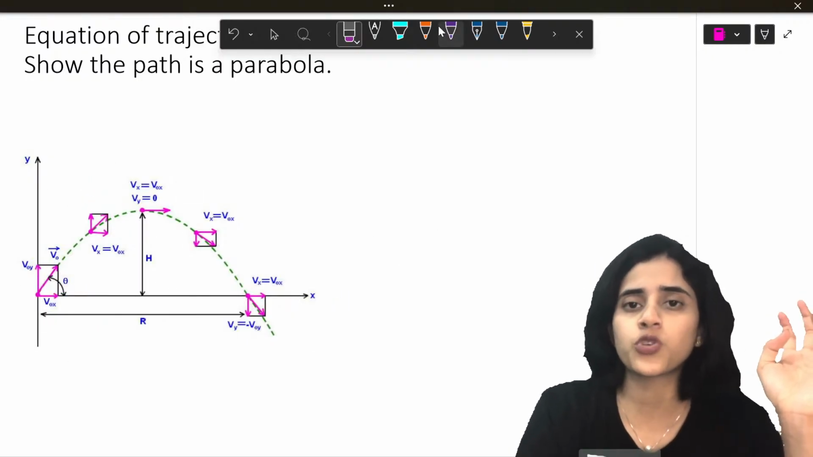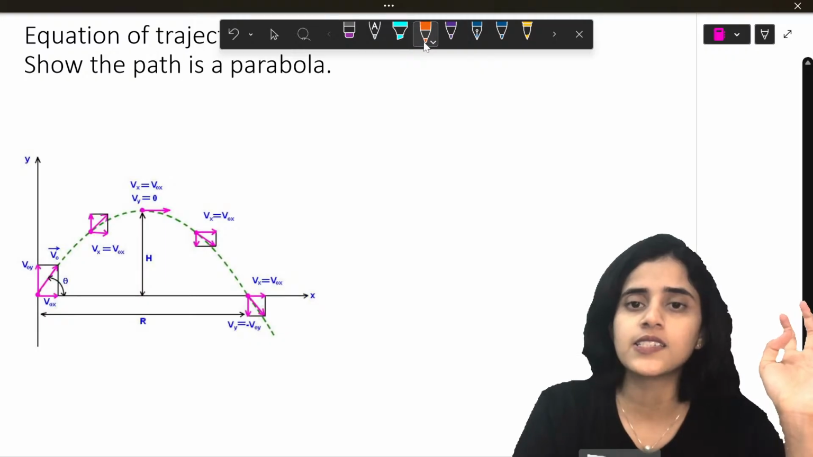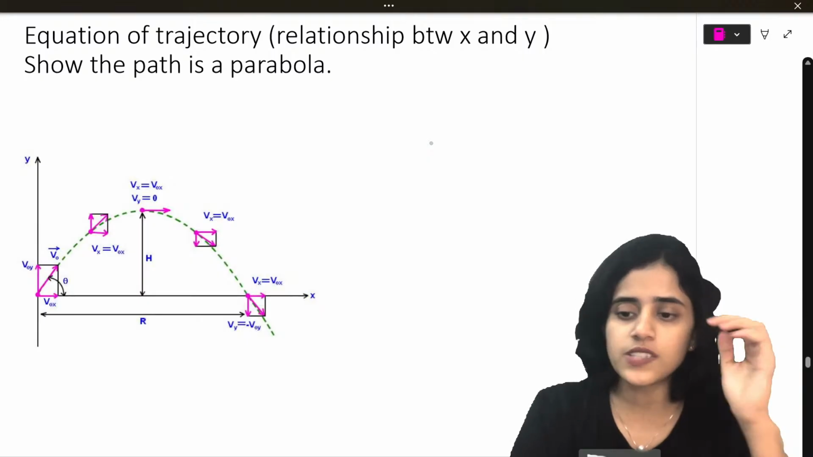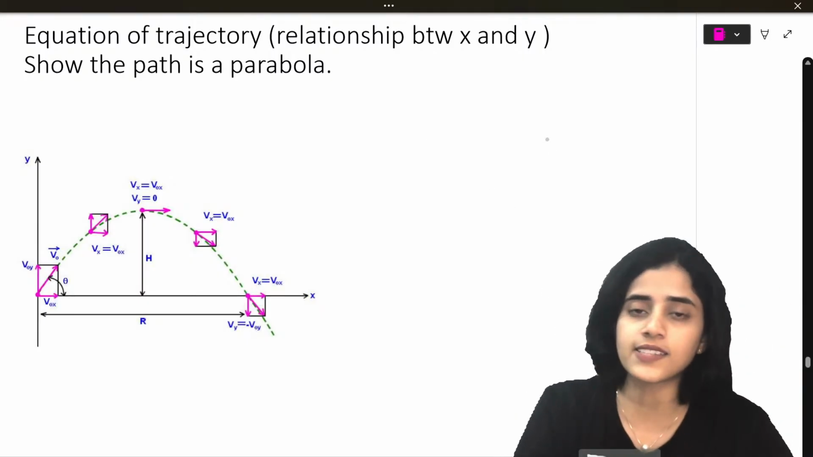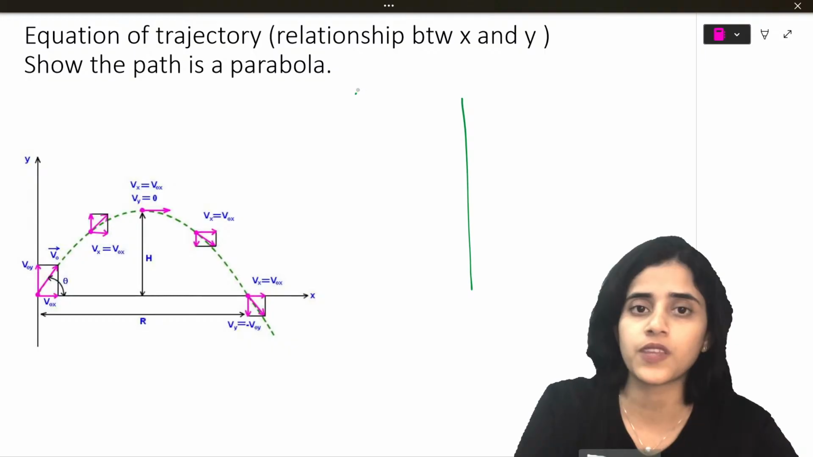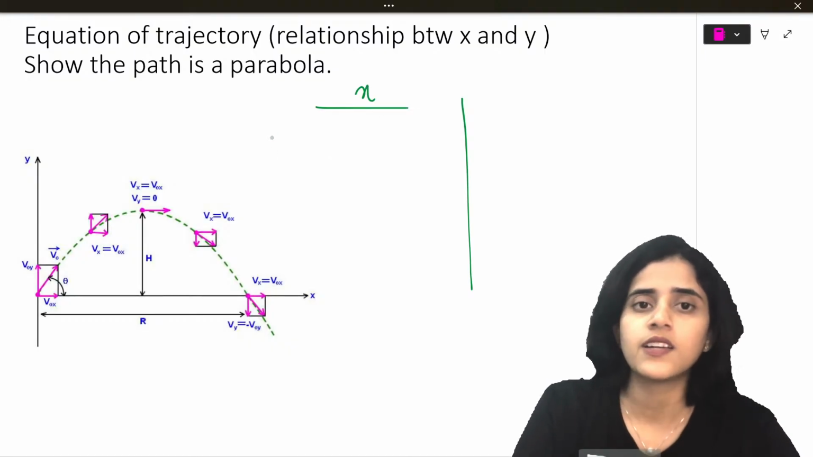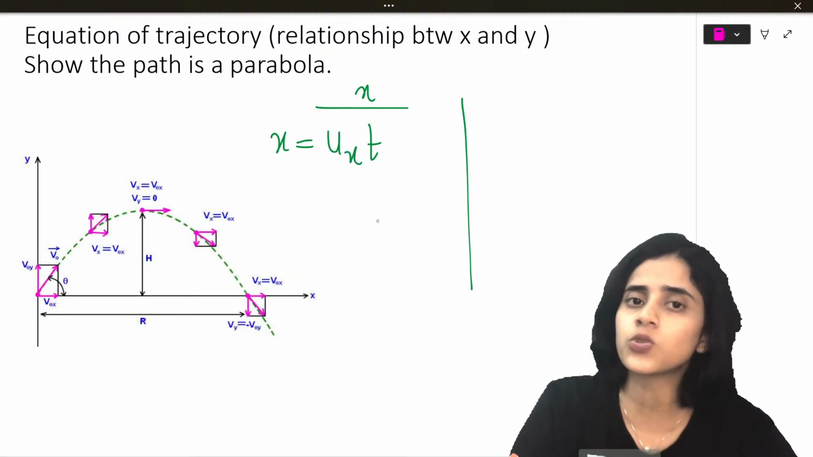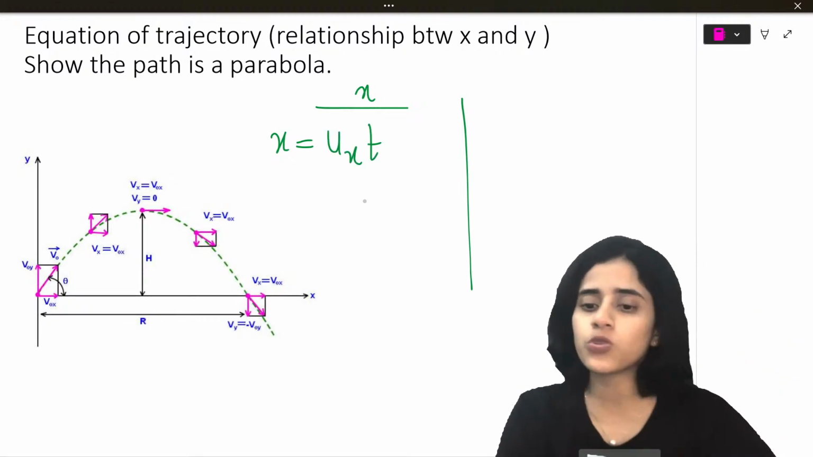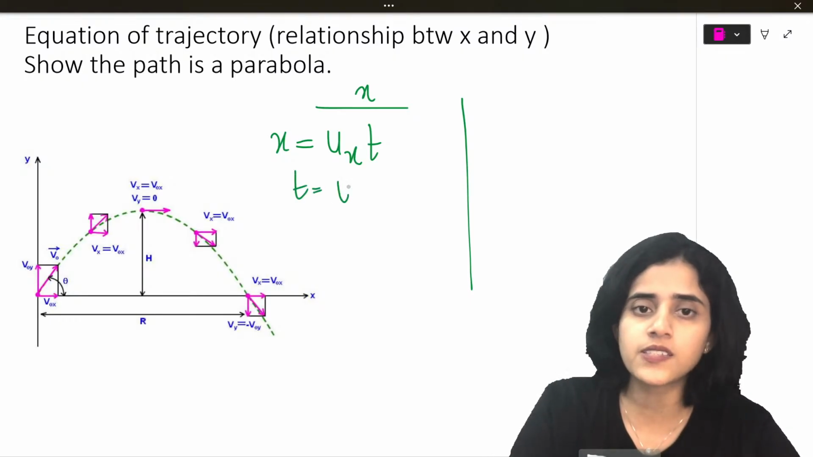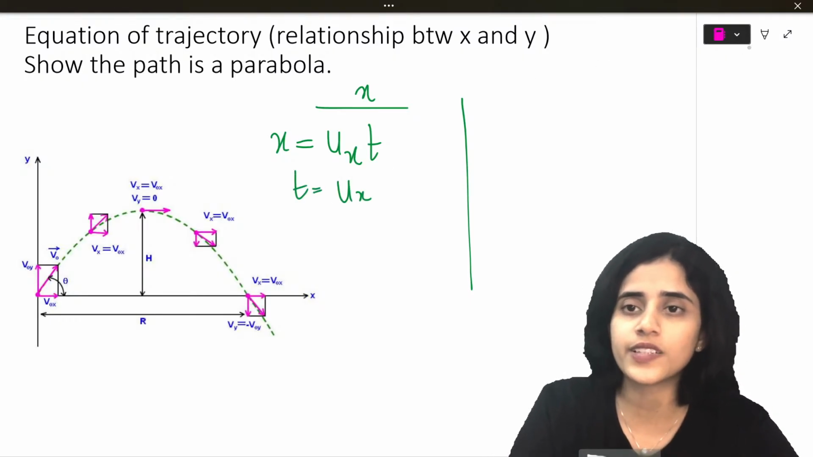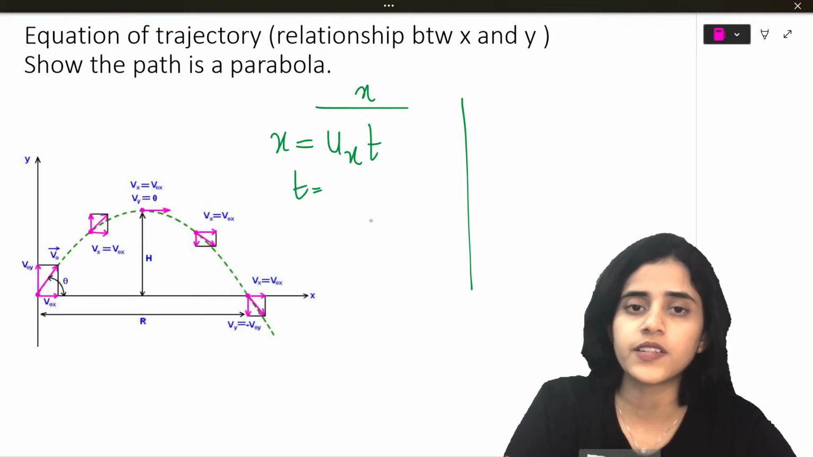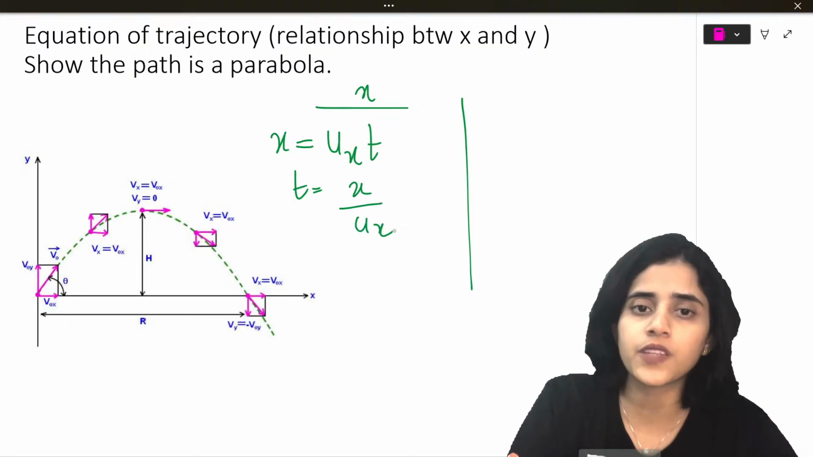Okay, so we're going to show that the path of a projectile is a parabola. Let's do that. First, we need to write down what happens along the x-axis and y-axis. Along the x-axis, the path is ux into t. Distance is speed into time. So time is x by ux.